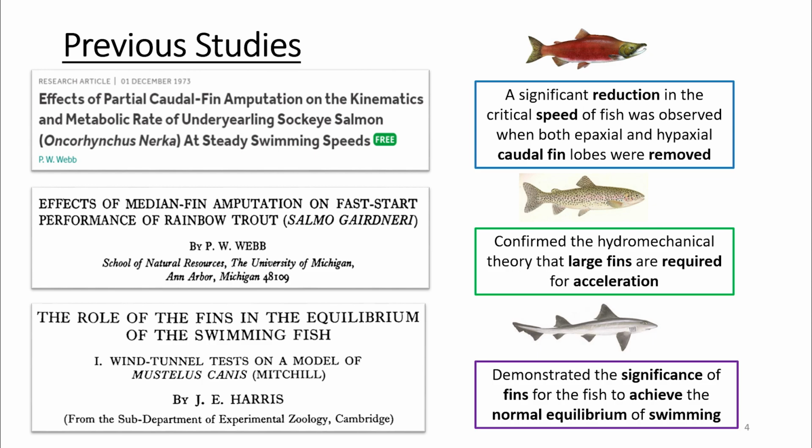In addition, research on American dogfish demonstrated the instability of the equilibrium in the horizontal and vertical planes without fins by using the wind tunnel. Meanwhile, in the vertical plane, the instability is significantly increased by the presence of the pectorals, indicating the significance of fins for the fish to achieve the normal equilibrium of swimming. However, to the best of our knowledge, there has been no study comprehensively comparing the differences between each amputated fin in altering the locomotion of adult zebrafish.